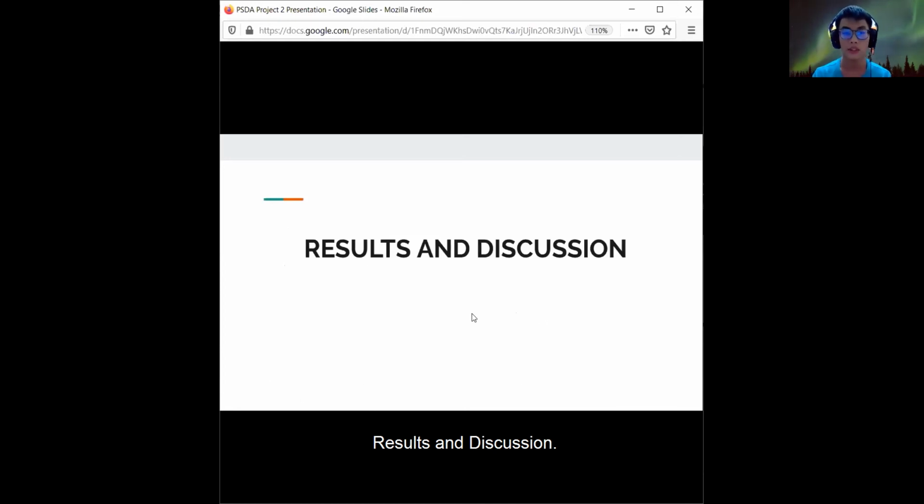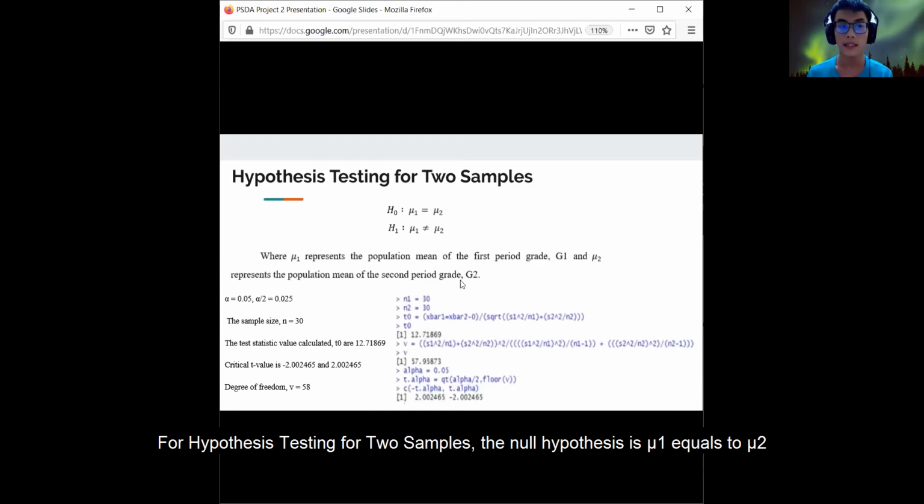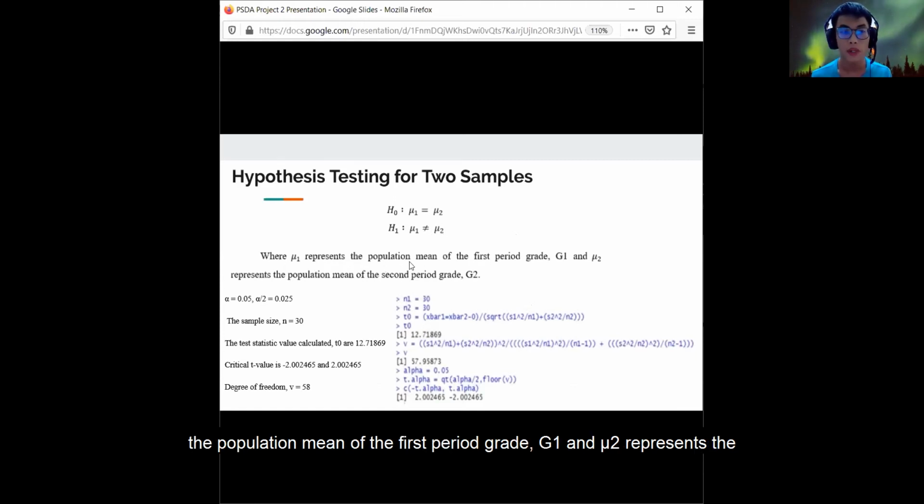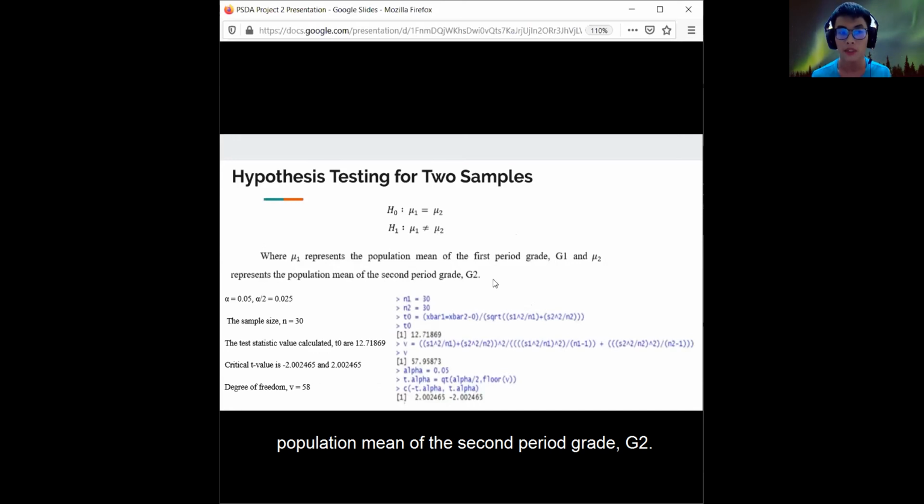Results and discussions. For hypothesis testing for 2 samples, the null hypothesis is mu1 equals to mu2, while the alternative hypothesis H1 is mu1 not equals to mu2, where mu1 represents the population mean of the first period grade G1, and mu2 represents the population mean of the second period grade G2.